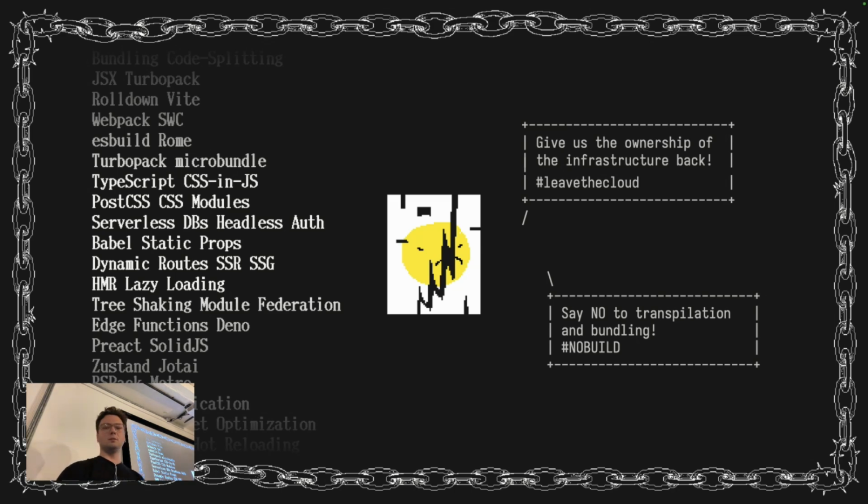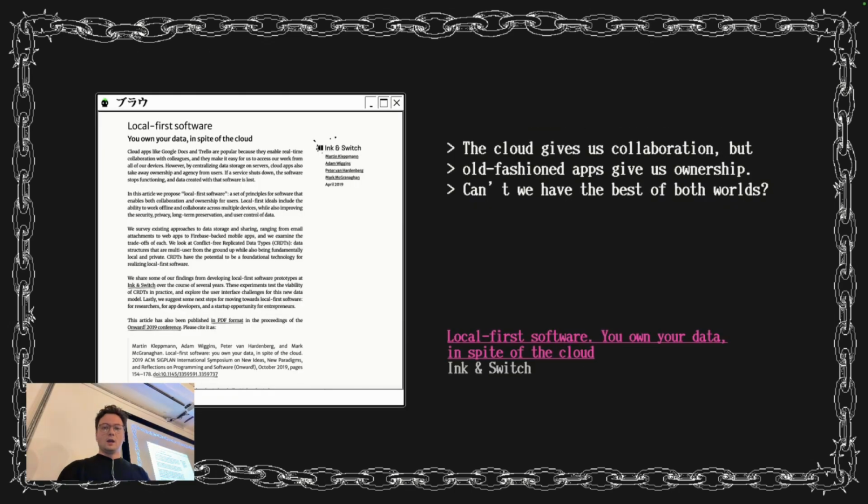Give us back the ownership. And then there's also people who say, no, we don't want to build anything. What if we just don't transpile at all, right? And there's this no build community. And this concept of ownership, I think, is also related to this new thing called local first. So the idea is, what if we want to take the ownership of the data as users?